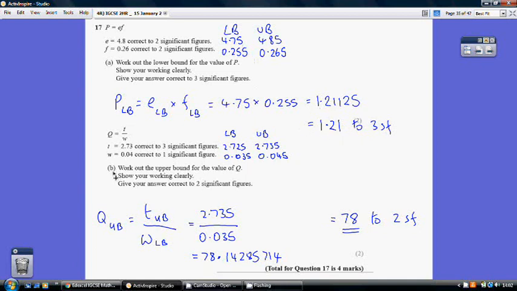Now for part B, we're trying to find the upper bound for Q, and we get Q when we divide. Now think about it, when you're dividing 2 numbers, if you want to get the biggest number possible overall, you want to have the biggest number on top divided by the smallest number on the bottom. So we want the upper bound for T and the lower bound for W. Now the upper bound for T is 2.735 and the lower bound for W is 0.035. Pop that into your calculator, we get this, and this rounded to 2 significant figures is 78.